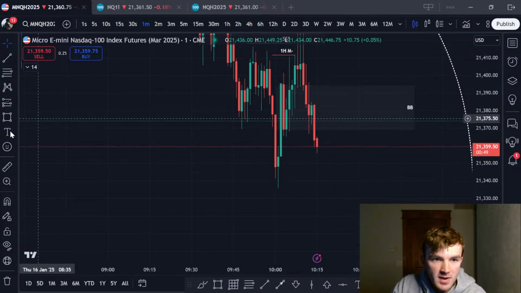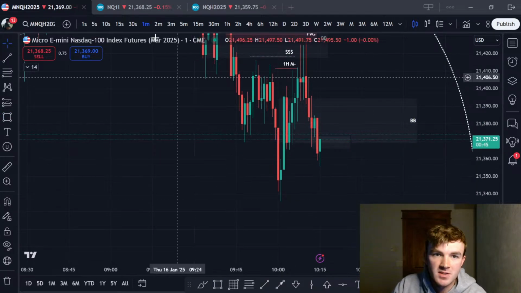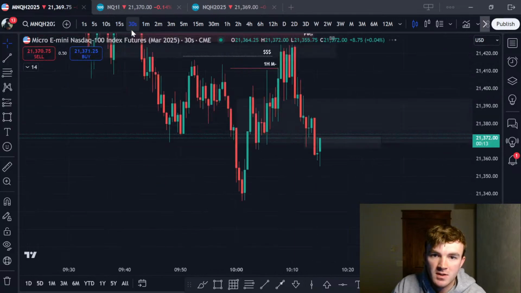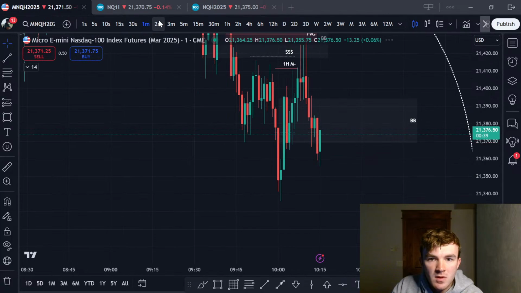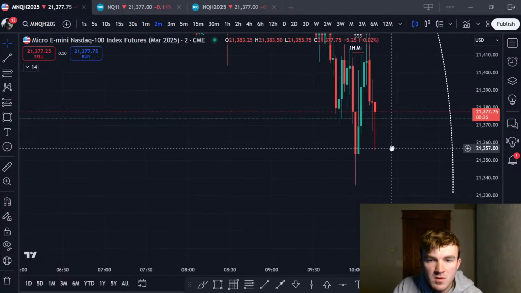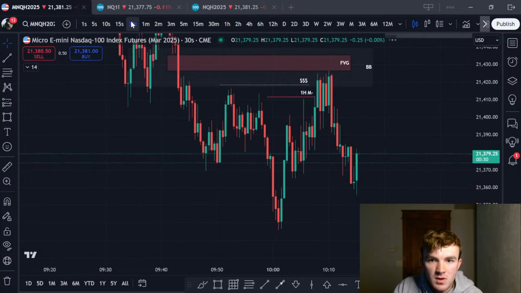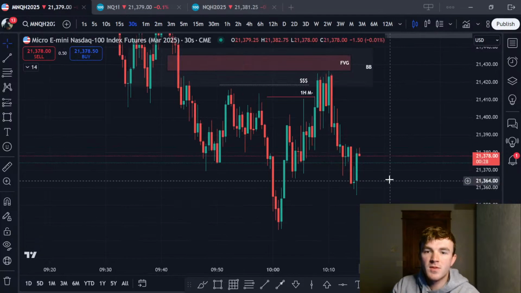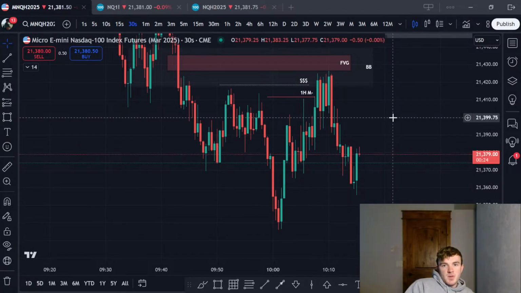And then this fair value gap here. Or, I guess there's no fair value gap. Sorry, just kidding. Oh, whoa, inversion. Okay. So now I'm gonna stay sidelined.